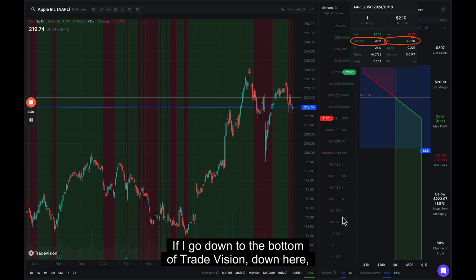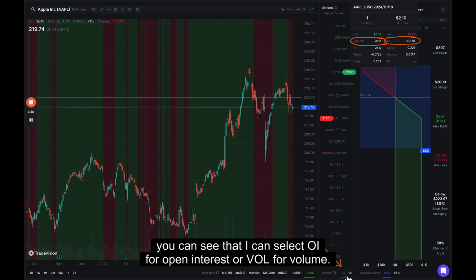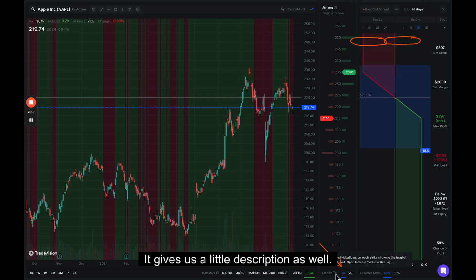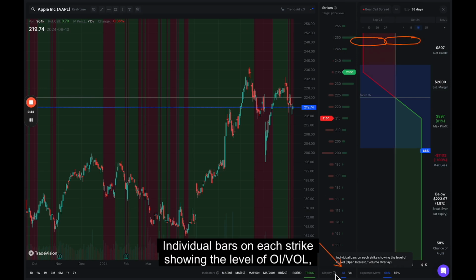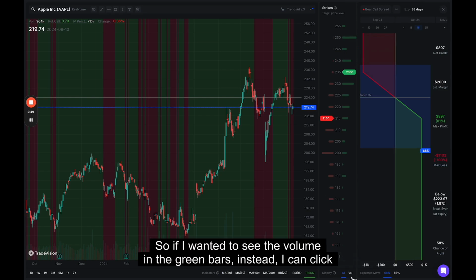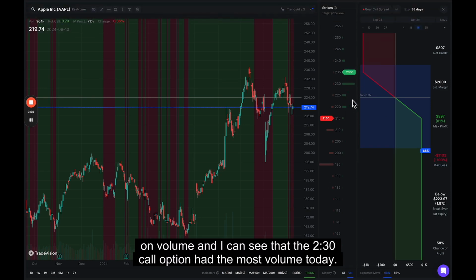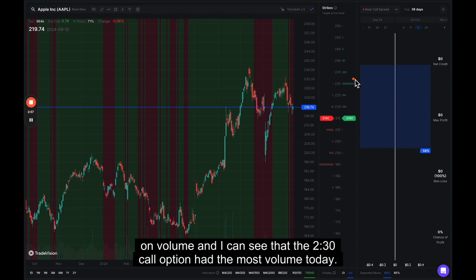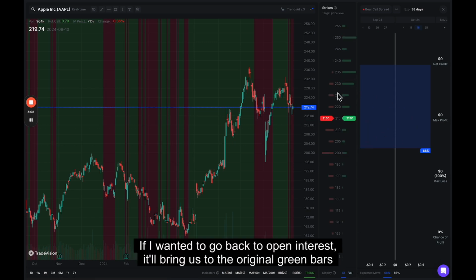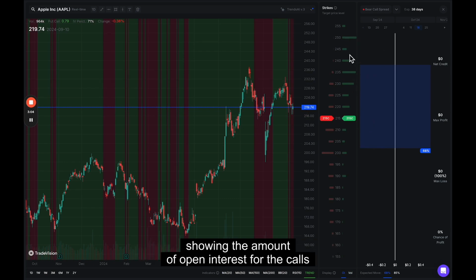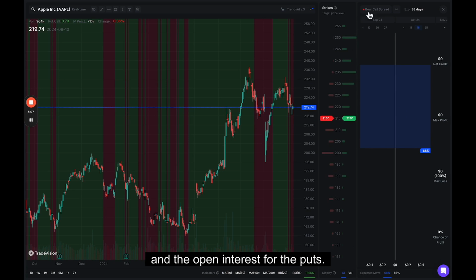If I go down to the bottom of TradeVision, you can see that I can select OI for open interest or VOL for volume. It gives us a little description as well. Individual bars on each strike showing the level of OI/VOL, open interest or volume overlay. So if I wanted to see the volume in the green bars, instead I can click on volume, and I can see that the 230 call option had the most volume today. If I want to go back to open interest, it'll bring us to the original green bars showing the amount of open interest for the calls and the open interest for the puts.